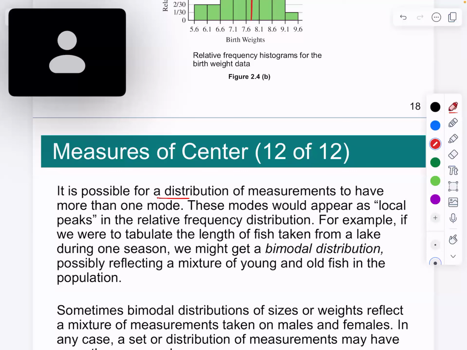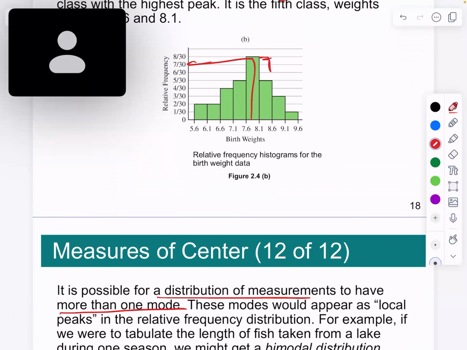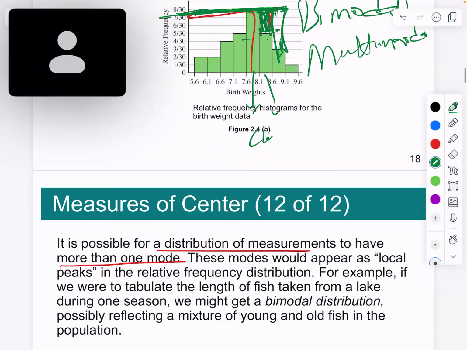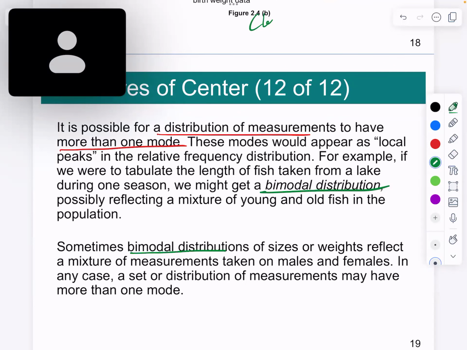So it is possible for a distribution of measurements to have more than one mode. For instance, if this height is the same as this one, this is one class and this is another class, but they have the same frequency. That is called bimodal. And you can even have 3 with the same frequency height, 1, 2, 3. This is called multimodal. Sometimes bimodal distributions of size or weight reflect a mixture of measurements taken on males and females. In any case, a distribution of measurements may have more than one mode.